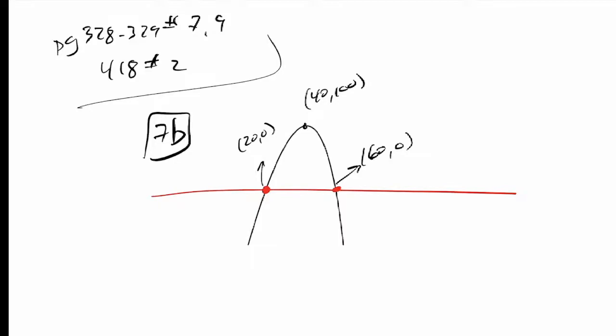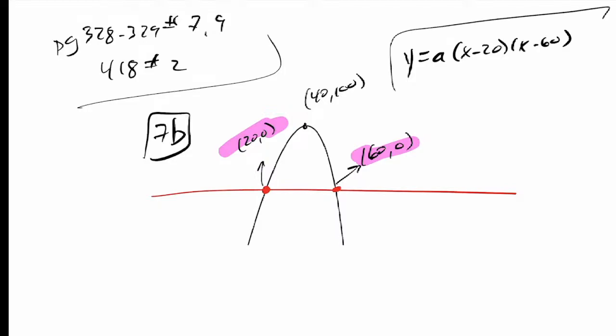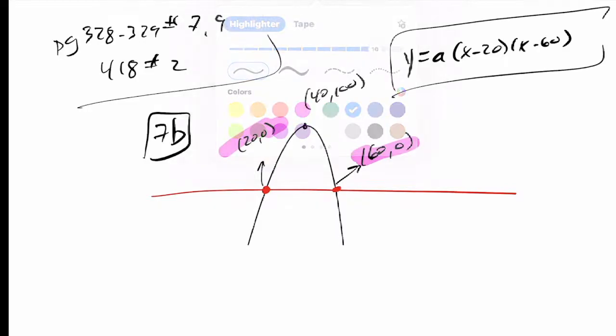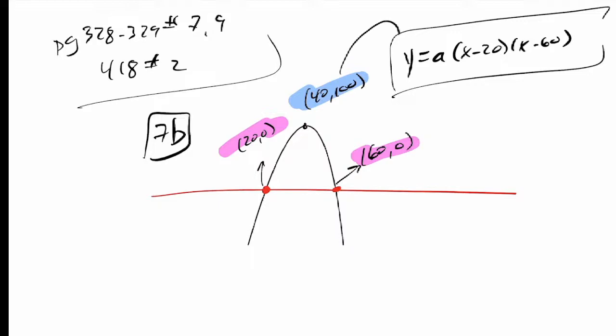On the exam, I'll make it much more clear. It'll be very clear what the points are. But based on the scaling for 7b, those are the key points. Those are my roots, and I have my vertex. So if I want to find the equation of this one, you'd go y equals a, because I have my roots here at 20 and 60, I can write this as x minus 20 and then x minus 60. And then I can sub the point in and solve for a.